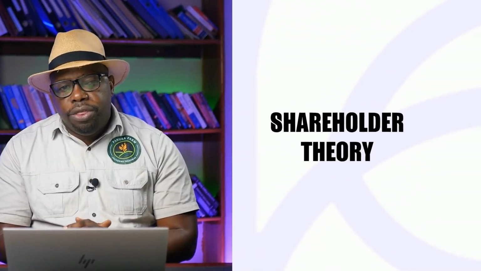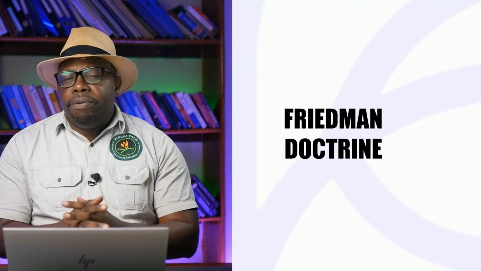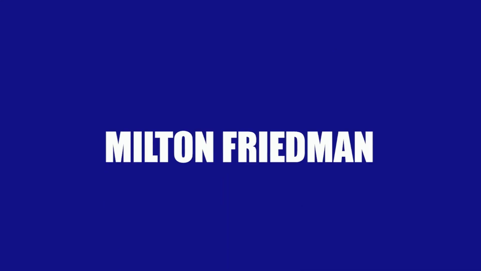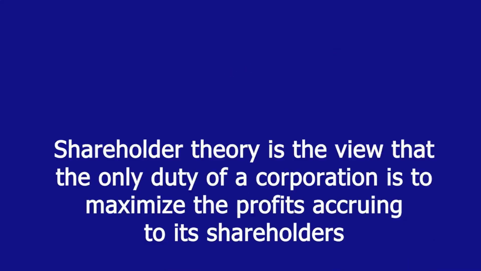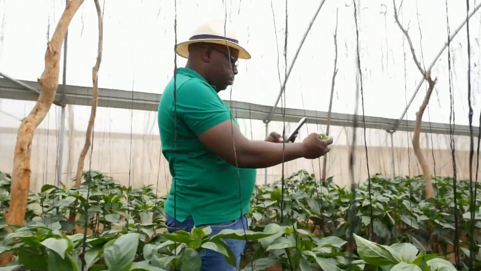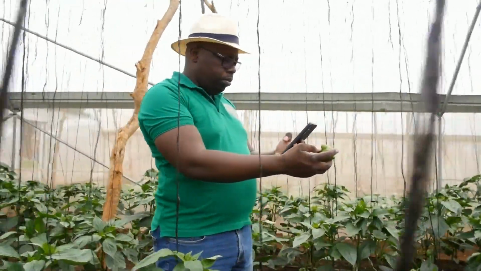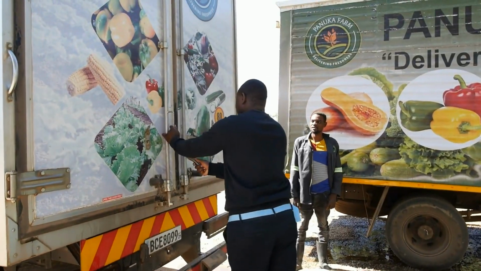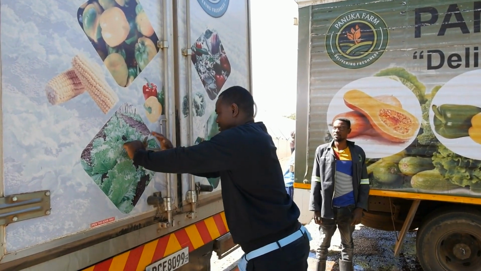You may have heard of what is called the shareholder theory, sometimes also called the Friedman doctrine, because it was coined by a gentleman called Milton Friedman. The shareholder theory is a view that the only duty of a corporation, for example your farming enterprise, is to maximize the profits accruing to its shareholders. And the shareholders could be the farm owner. This is the traditional view of the purpose of any enterprise, including a farming enterprise. So that's the shareholder theory.